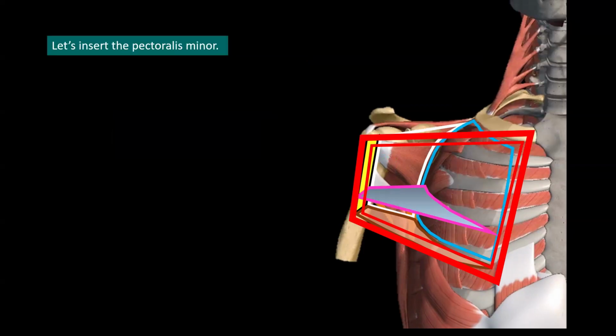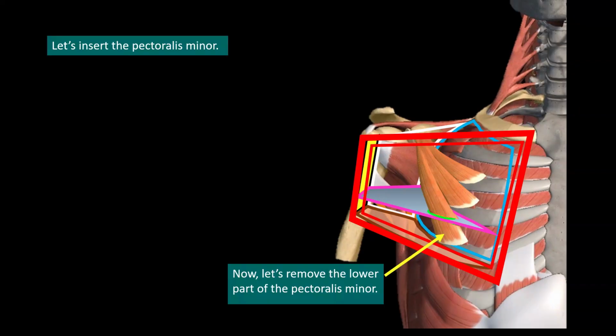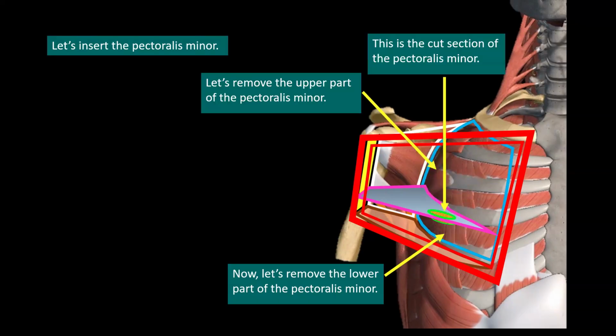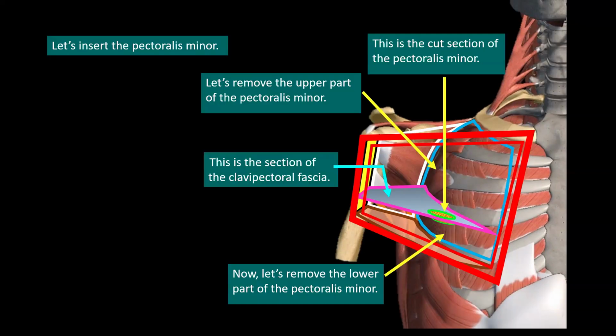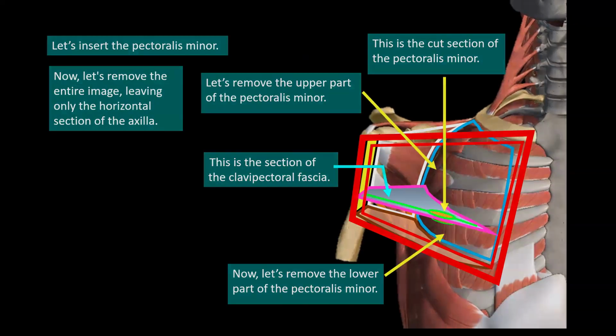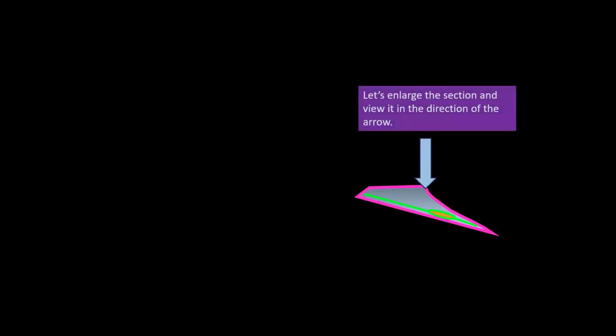Let's insert the pectoralis minor. Let's now remove the lower part of the pectoralis minor. Let's remove the upper part of the pectoralis minor. This is the cut section of the pectoralis minor. This is the section of the clavipectoral fascia. Let's now remove the entire image, leaving only the horizontal section of the axilla. Let's enlarge the section and view it in the direction of the arrow.